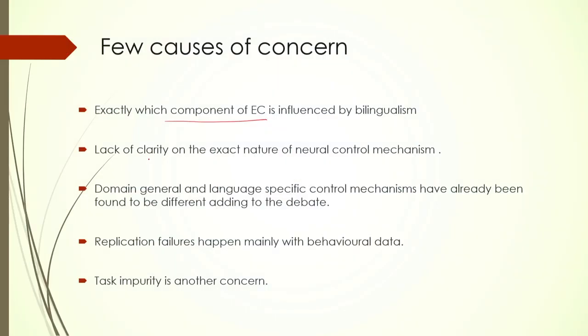Another is the clarity on the exact nature of the neuronal control mechanism. Neuronal control mechanisms have been found to be getting some amount of positive impact. However, there are questions on that too. Now, in today's time when we have much finer neuronal brain mapping mechanisms, there are many new questions that have been asked. Similarly, there are new findings that have pointed out that domain general and language specific cognitive control areas in the brain probably are not the same areas.